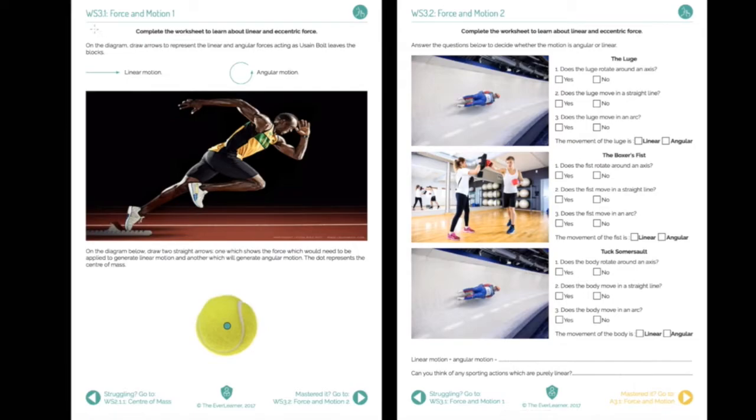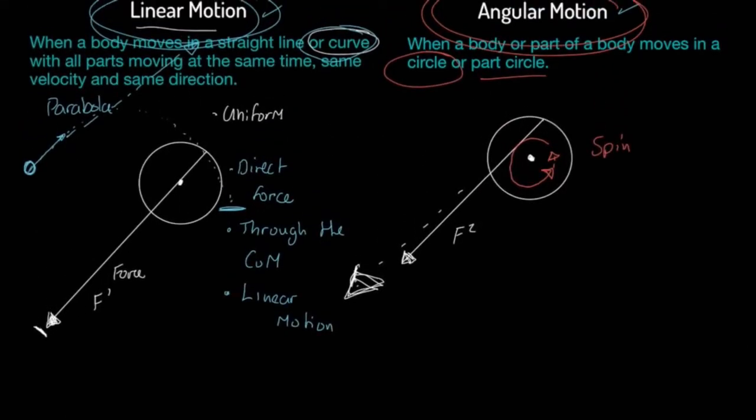So look, let's have a look at WS 3.1, Force of Motion 1, and we'll go into number 2 as well. Complete the worksheet to learn about linear and eccentric force. Actually, that reminds me, goodness, can't believe I didn't tell you that. So I should have said over here, let me just go through the same process. Over here, if we've got a force off the centre of mass, we call that an eccentric force. Now, don't get that confused with an eccentric contraction. An eccentric force. Secondly, that eccentric force is away from centre of mass. Crikey, I've missed out kind of a central part of this. And it produces angular motion. Okay, so that is by definition how we produce angular motion.